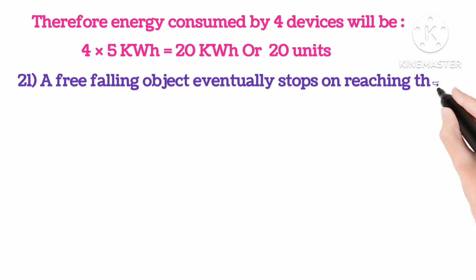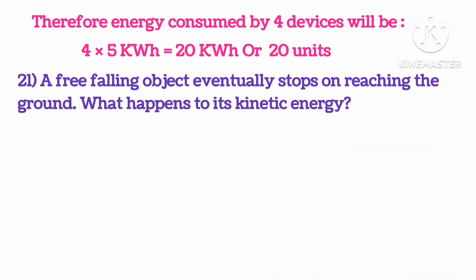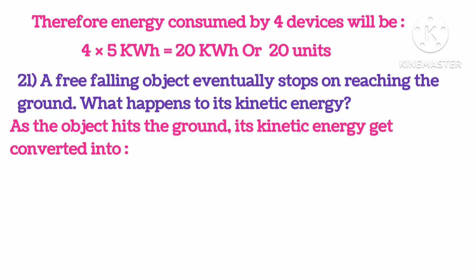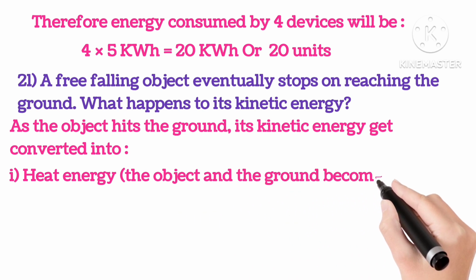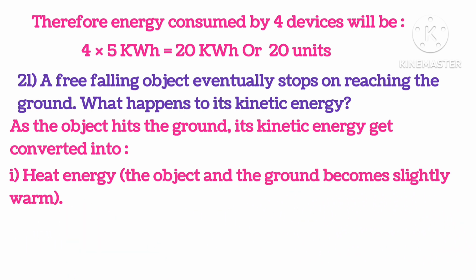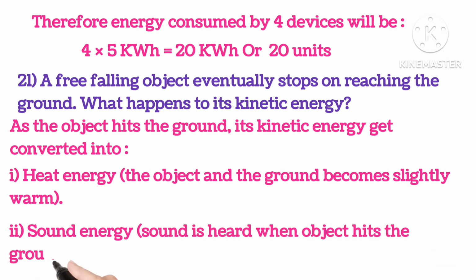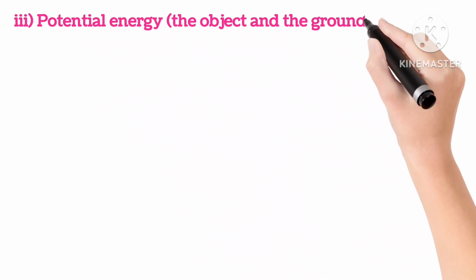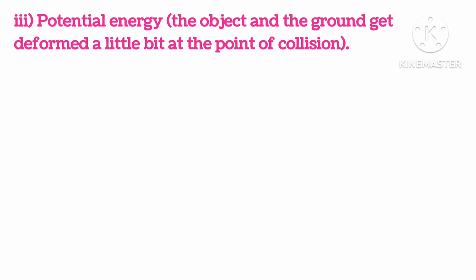21. A free falling object eventually stops on reaching the ground. What happens to its kinetic energy? As the object hits the ground, its kinetic energy gets converted into, first, heat energy. The object and the ground become slightly warm. Second, sound energy. Sound is heard when the object hits the ground. And third, potential energy. The object and the ground get deformed a little bit at the point of collision.